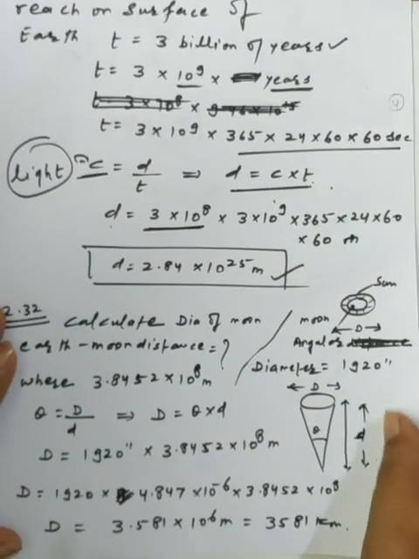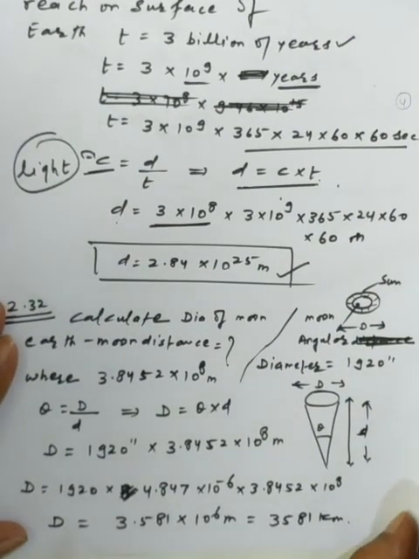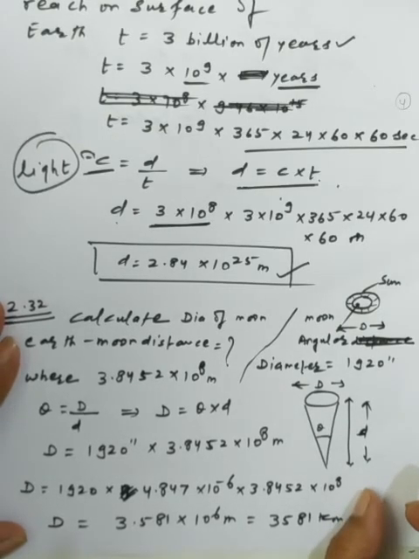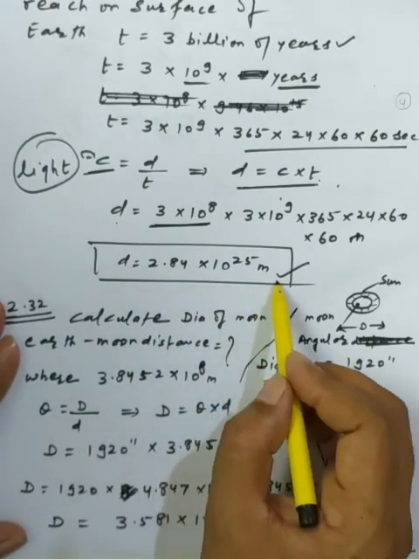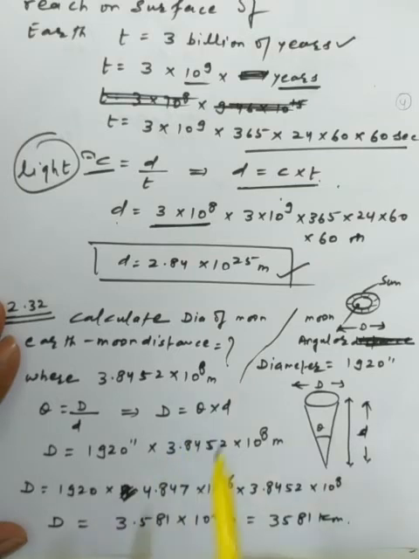The calculations are quite heavy, but you must solve it because you are in senior classes. Students should always be prompt in calculation. So we are getting 2.84 into 10 to power 25 meter. Okay, so this is one numerical.